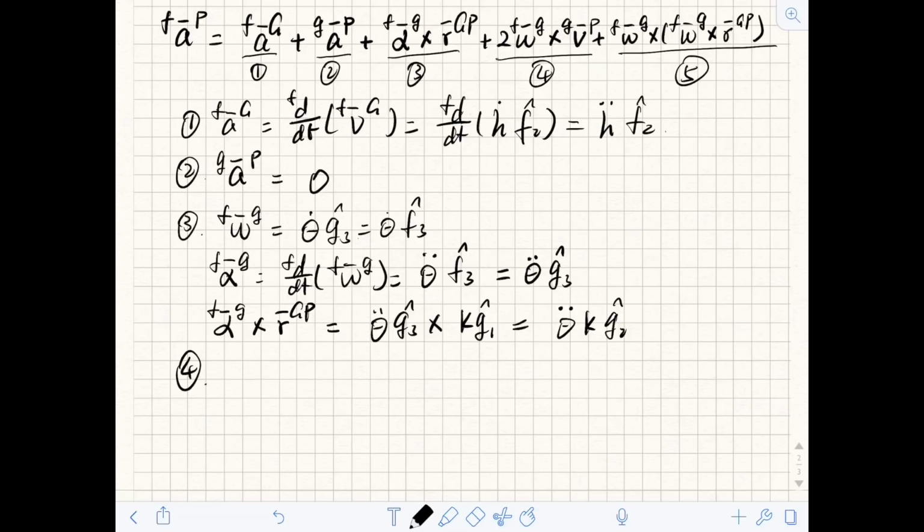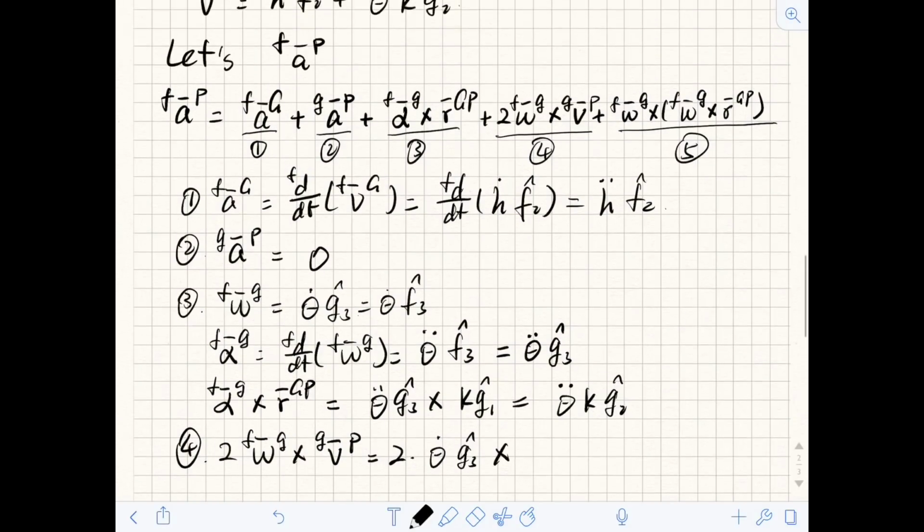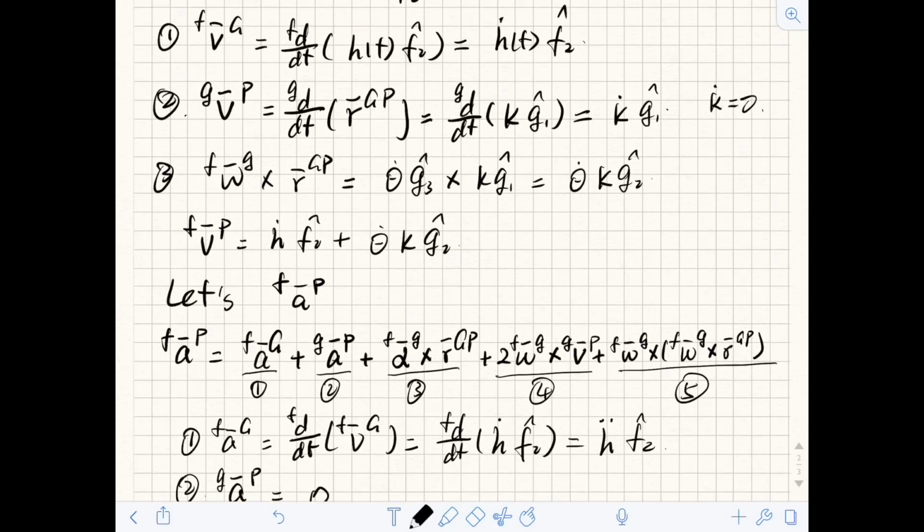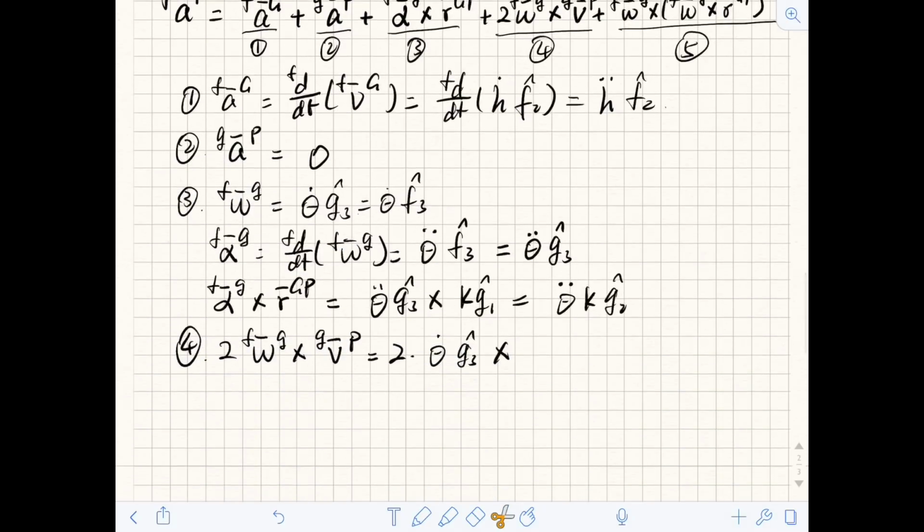Now the fourth term. We know the angular velocity of G in F, and we also know the velocity of point P in G. What we can do is 2 omega GF cross the velocity of P in G, which is equal to 2 times theta dot G3 cross the velocity of point P in G, which from earlier is 0. Essentially, the Coriolis effect is 0.